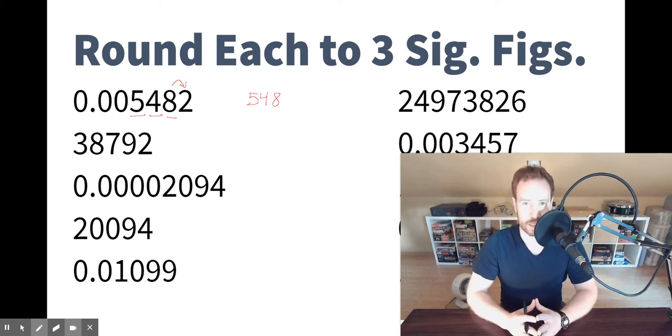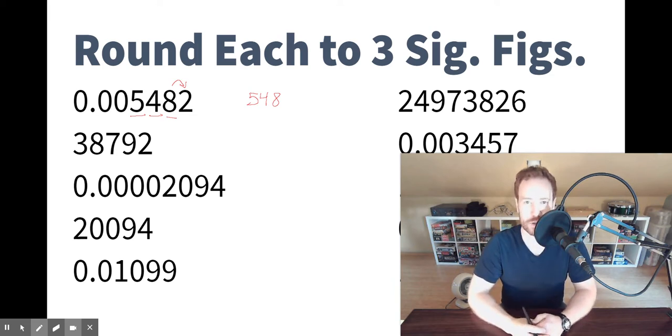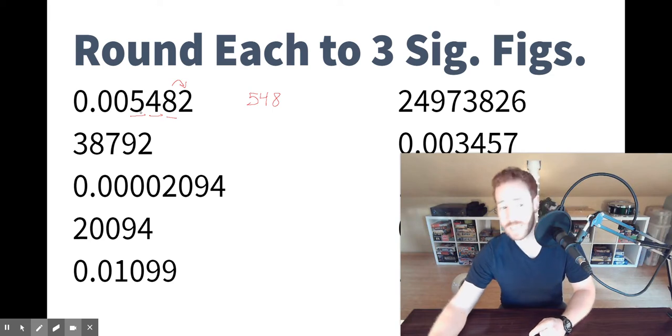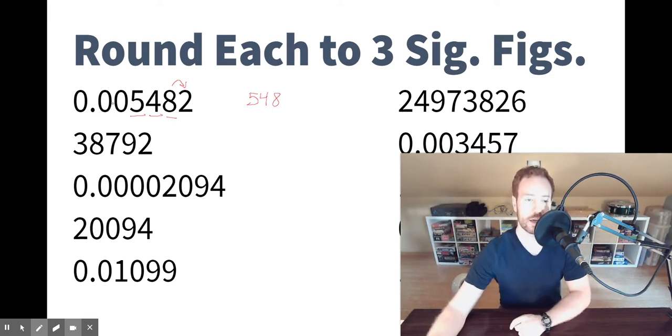Remember that when you round something, you shouldn't be changing the number. You're slightly altering the accuracy of the number, but you're not changing the number. So does it make sense to say, oh, this number here is 548? No, this is 0.005482. Completely in a different realm than 548. So these three placeholder zeros at the beginning, you have to keep those. Those have to stay there.